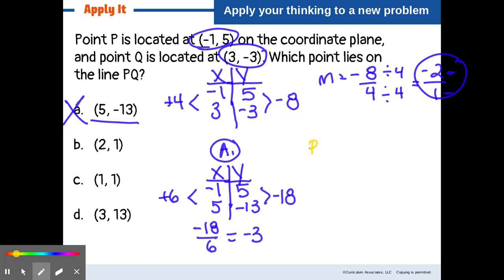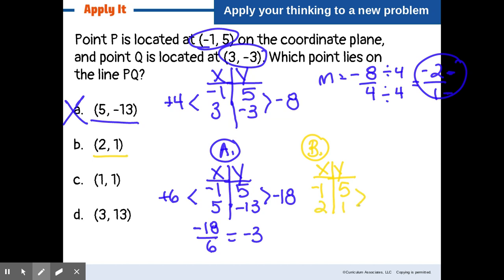I can now try B. Again, make my xy table, and I have -1 and 5, and then I'm going to use 2 and 1. How do I go from 5 to 1? I would subtract 4. How do I go from -1 to 2? I would add 3. So I have -4 over 3. That does not reduce down to -2, so B is also not correct.